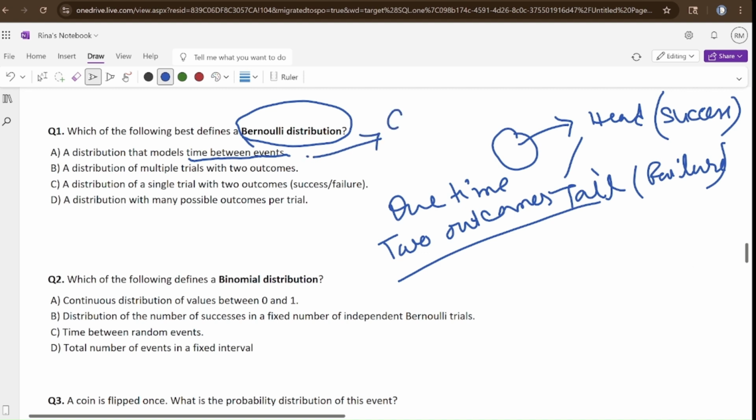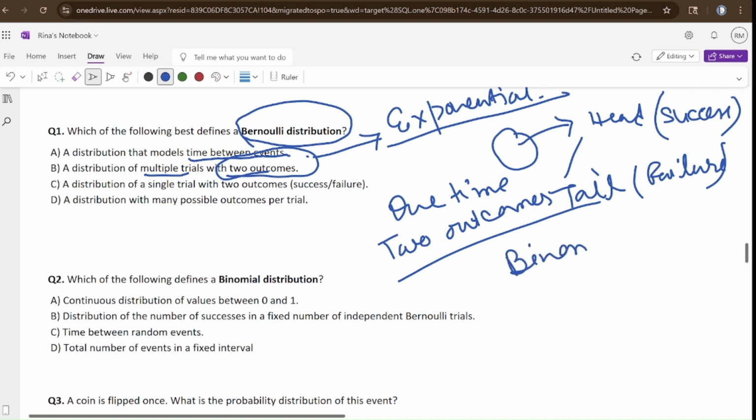Time between events means exponential distribution. We discussed in our last class that it will work until failure. A distribution of multiple trials with two outcomes. Two outcomes is fine, but not multiple trial. When it becomes multiple trial, then it will become binomial distribution.